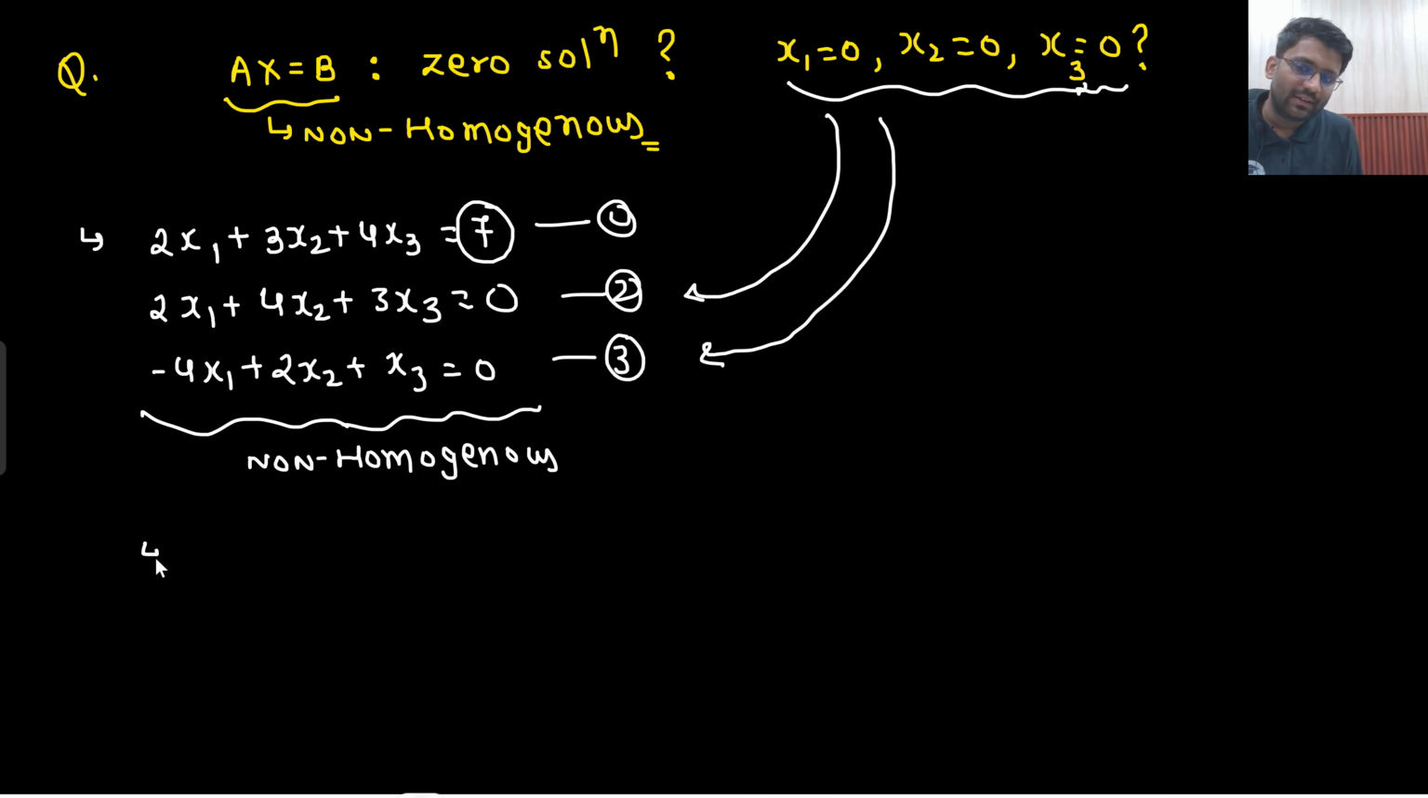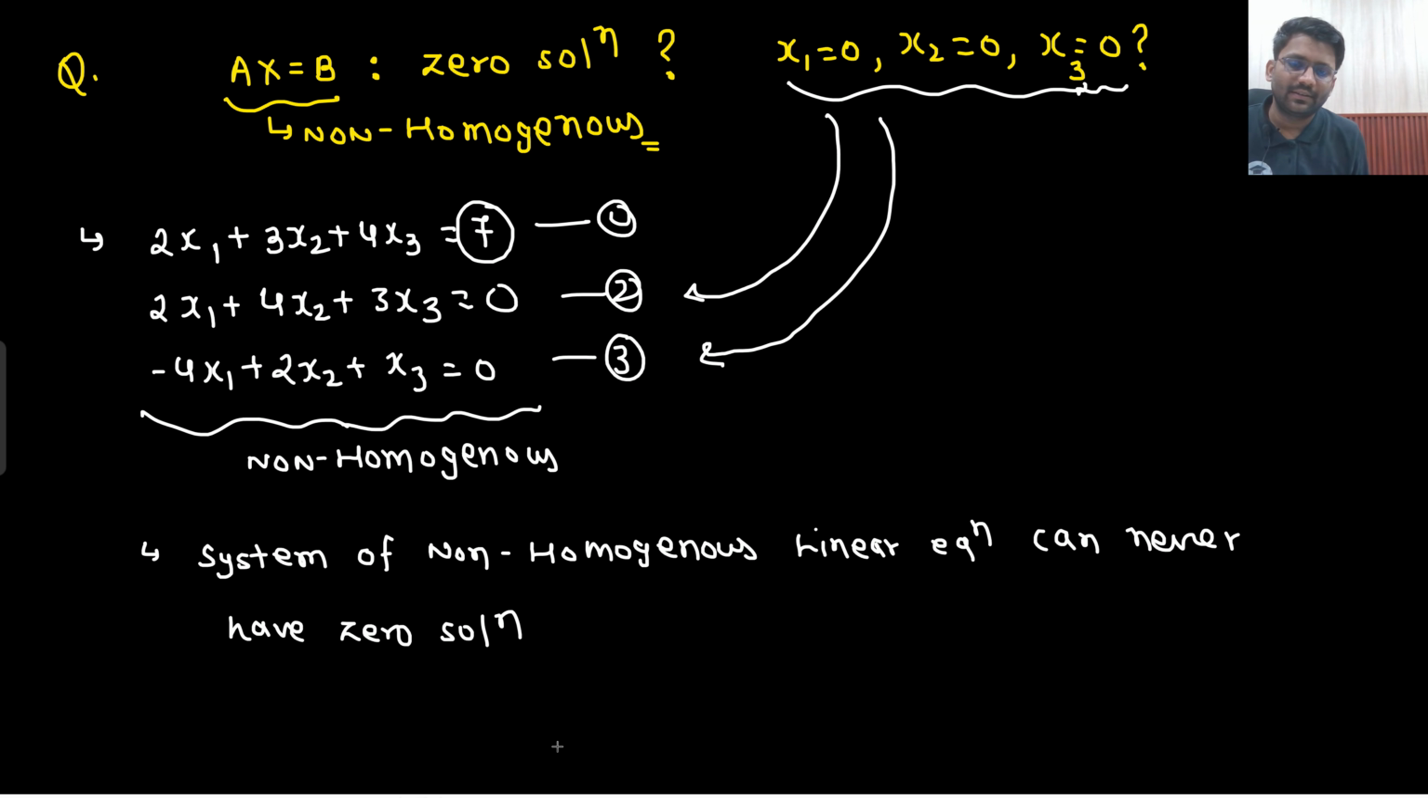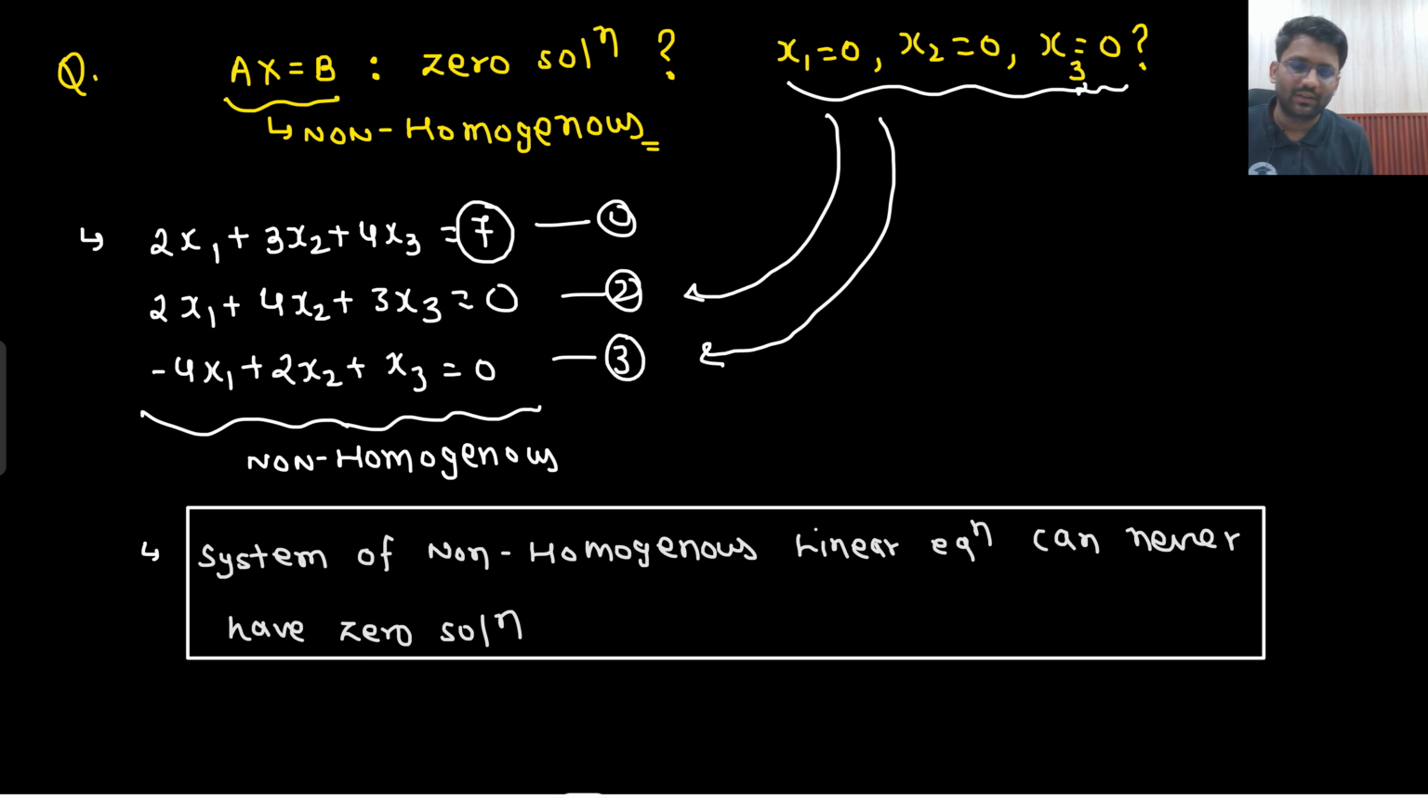What does that mean? That a system of non-homogeneous linear equations can never have 0 solution. Please notice that 0 solution does not mean no solution.